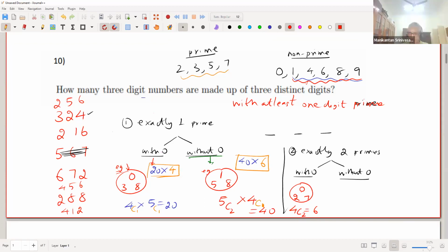6 into 4, exactly like 20 into 4. We'll have 6 into 4 here. So I'll just put 6 into 4.